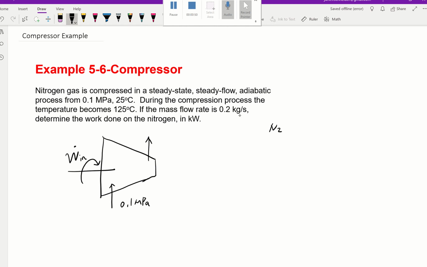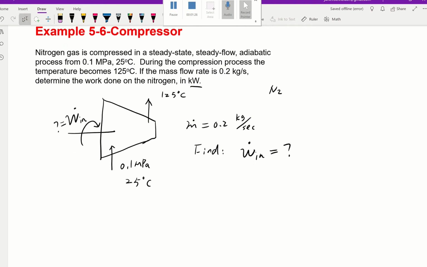That's the inlet, and 25 degrees. And compressed, the temperature becomes 125 degrees Celsius. And the mass flow rate for this is 0.2 kilogram per second. Then we need to find out the work done, in kilowatts. So basically it's to determine the work done on the nitrogen. They ask what the required work coming in is going to be. That's the question mark we are solving right here.